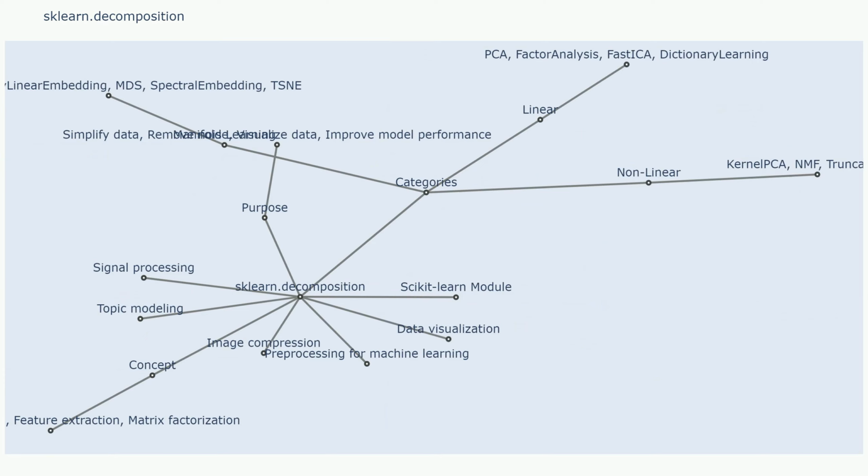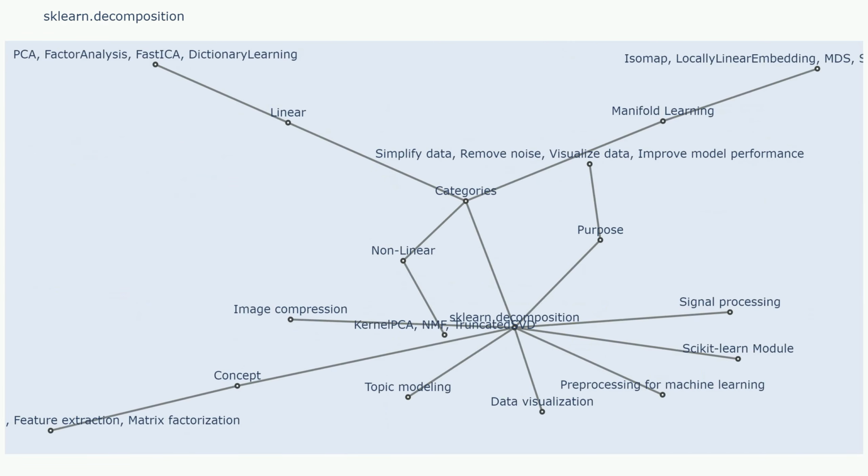Applications. Signal separation, separating mixed signals, such as in audio or medical imaging. Blind source separation, separating unknown sources from observed mixtures. Implementation. sklearn.decomposition.FastICA. Parameters. n_components: number of independent components to extract. algorithm: algorithm used for ICA.